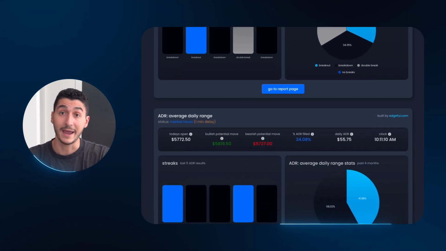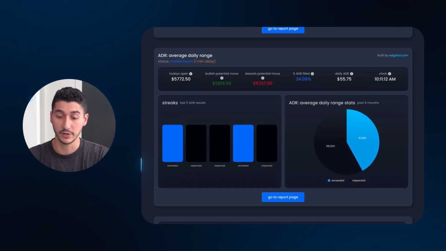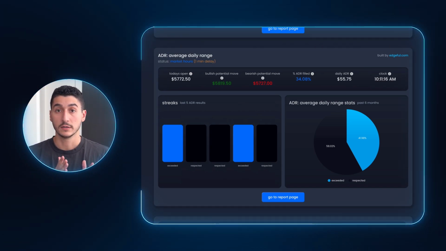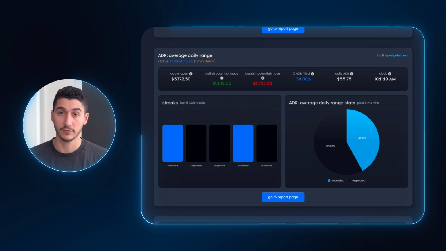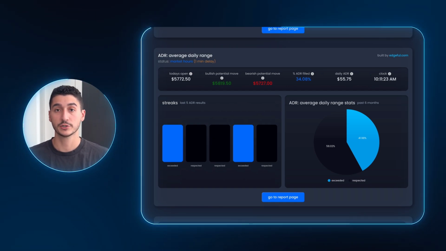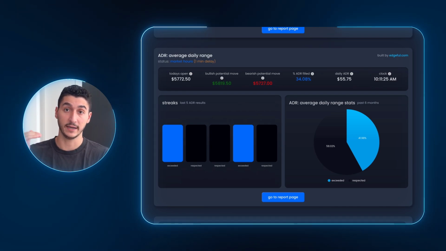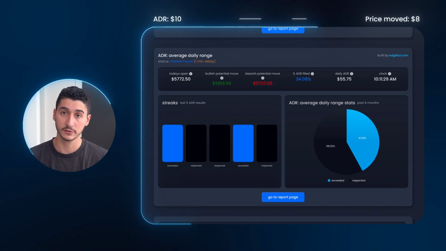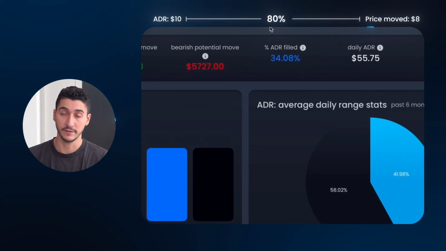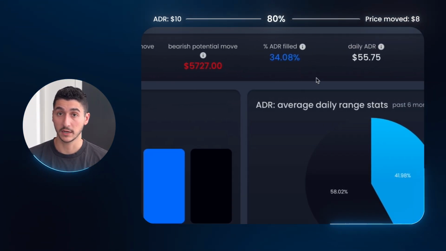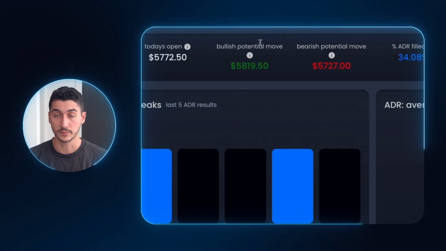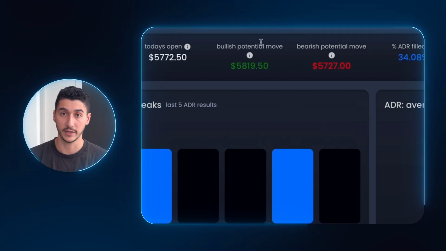And then finally, the ADR. This is the last one that we have in here right now. And it will show you today's ADR, the average daily range, and it will show you the percent of how much price has moved relative to that ADR. So let's say the ADR is $10 and price has moved $8. It's moved 80% of ADR, but it will also tell you the potential bullish and bearish moves to set your profit targets in the most profitable areas.